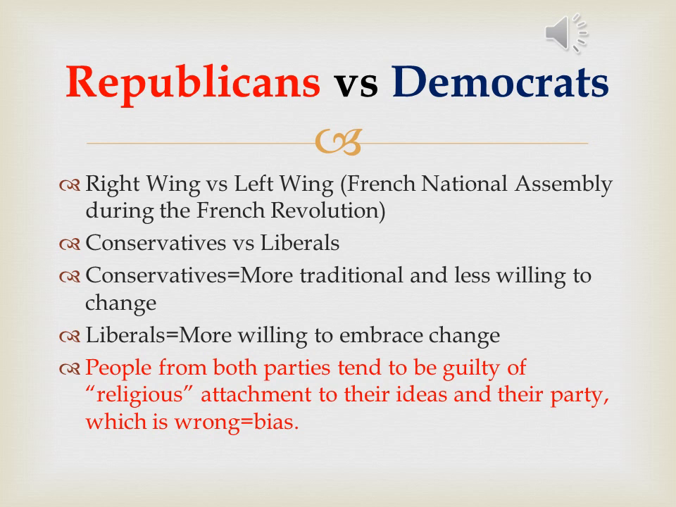And when you're dealing with Republicans and Democrats, you have to know the difference between the right wing and the left wing. These terms actually came from the French National Assembly during the French Revolution. That's where right-wing conservatives and left-wing, who were commoners, were sitting. But we're not going to get into that. So conservatives versus liberals.